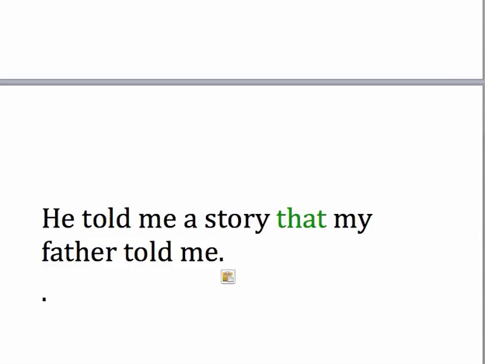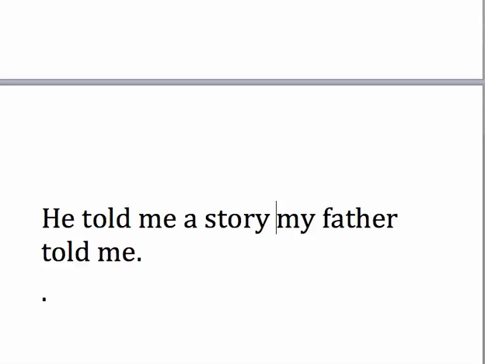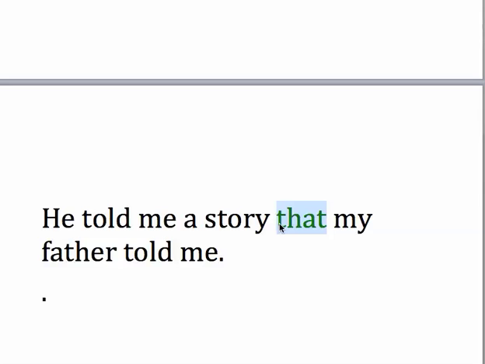Now in this one, since we do have a subject at the beginning of the relative clause and after the that, we can actually remove the that and still have a good sentence. So he told me a story my father told me. We can leave it there. Or he told me a story that my father told me.